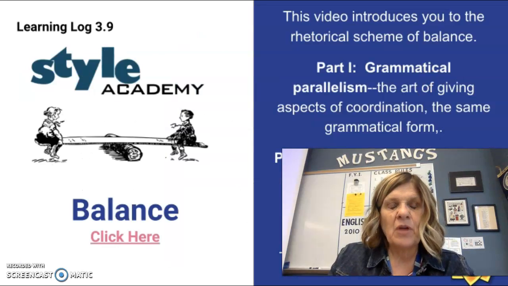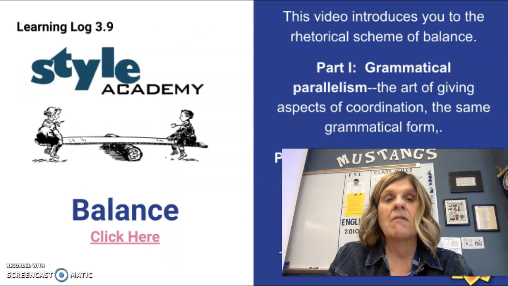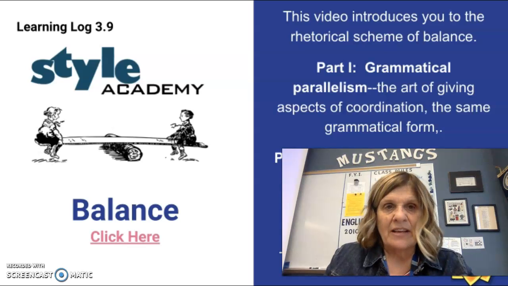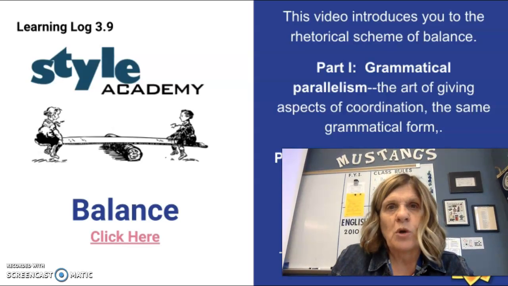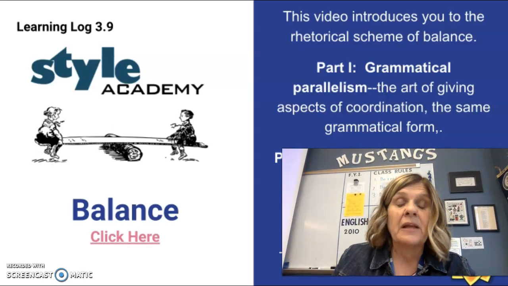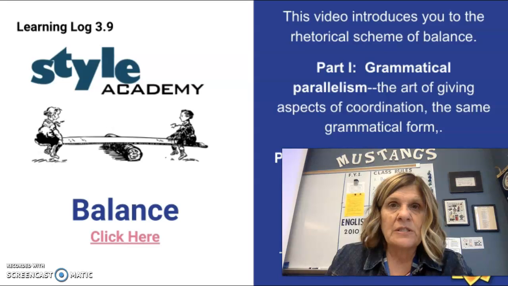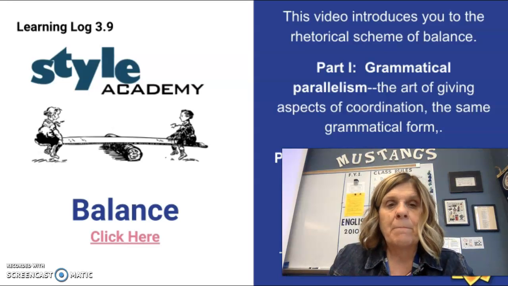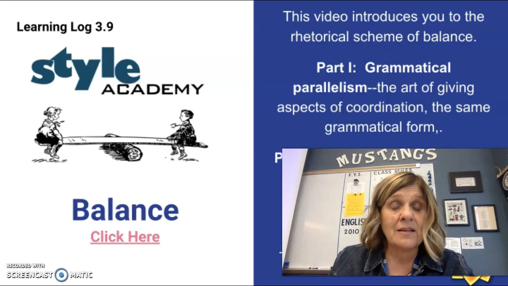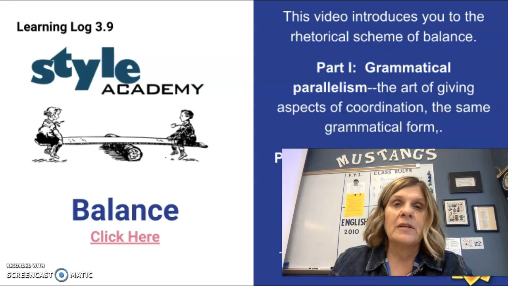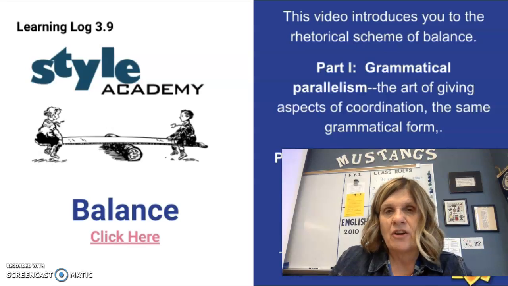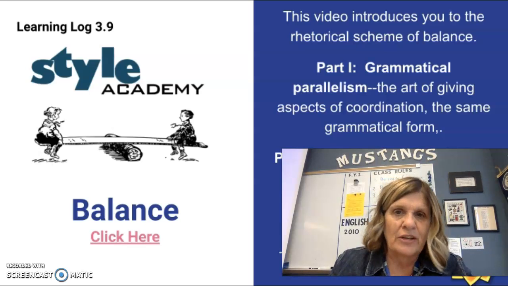So today, our last learning style or Style Academy exercise is going to deal with balance. In a perfect world, I would have had one more lesson or shown you two videos today because both of them are important and they both deal with balance. But what I decided to do is just cover part one quickly in class and then let you watch part two. So part one talks about making sure that our sentences are parallel in structure.